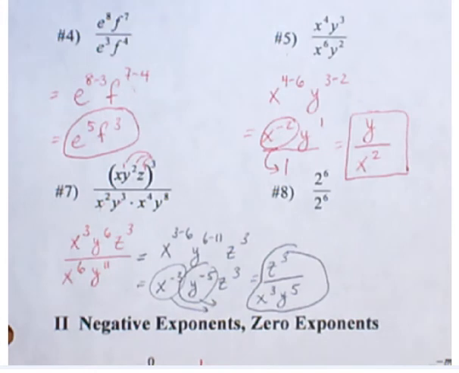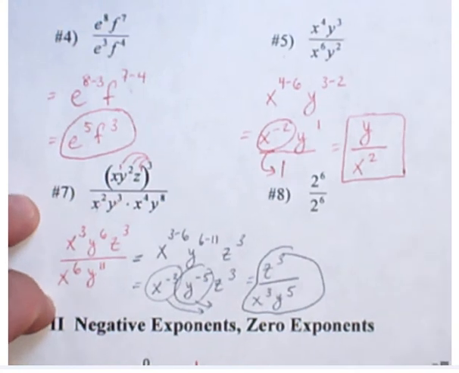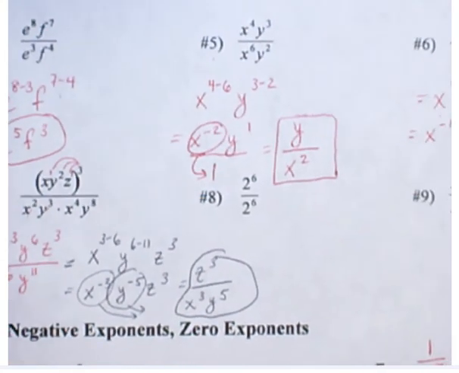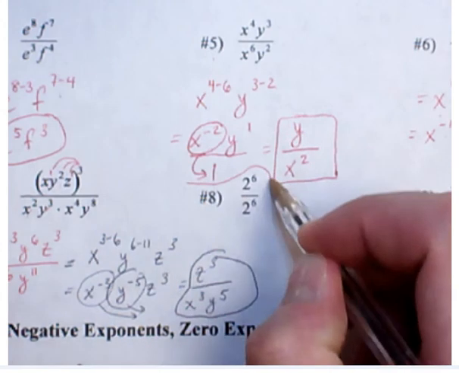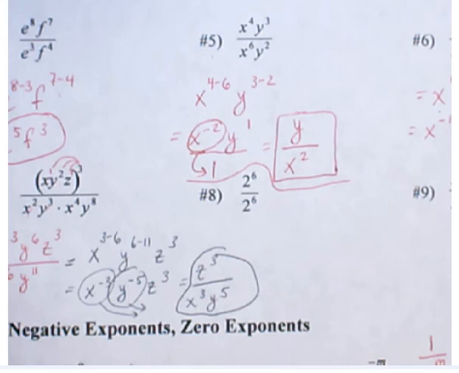Okay, so we're back. We just finished number 7 here. Let's take a look at these last two examples on the front. Number 8, 2 to the 6th divided by 2 to the 6th. Well, two ways to do this.